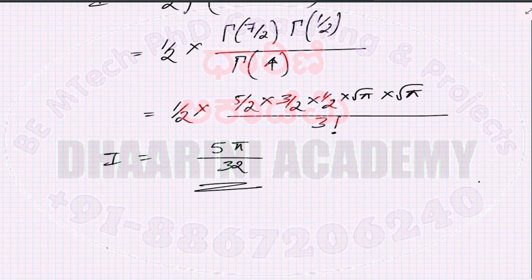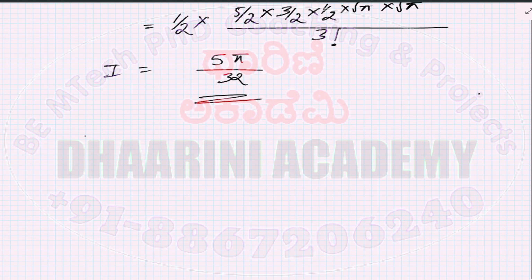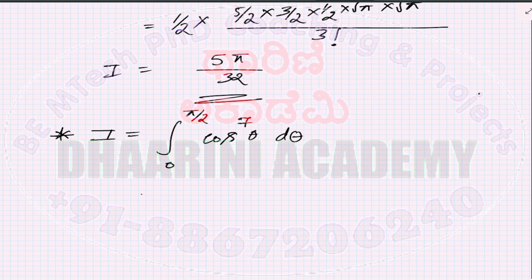Okay, now let's go ahead. Very similar question now. Instead of sine, I'm going to give a cos now. So that is integral 0 to pi by 2 cos to the power 7 theta d theta. So I know that I need a sine value as well.